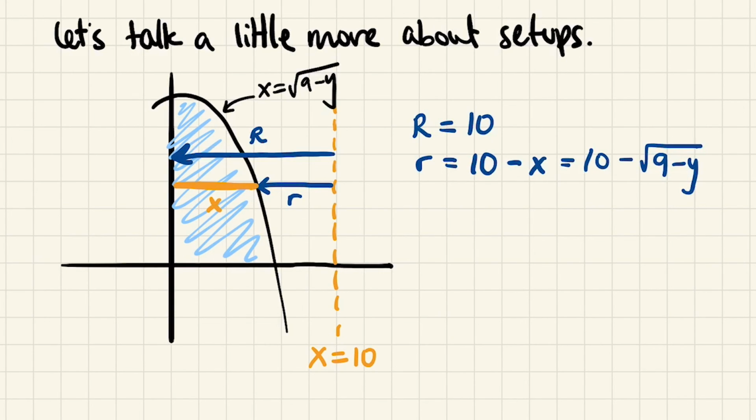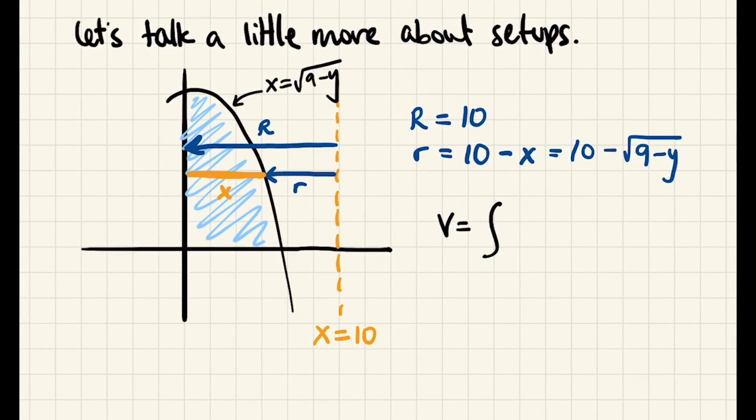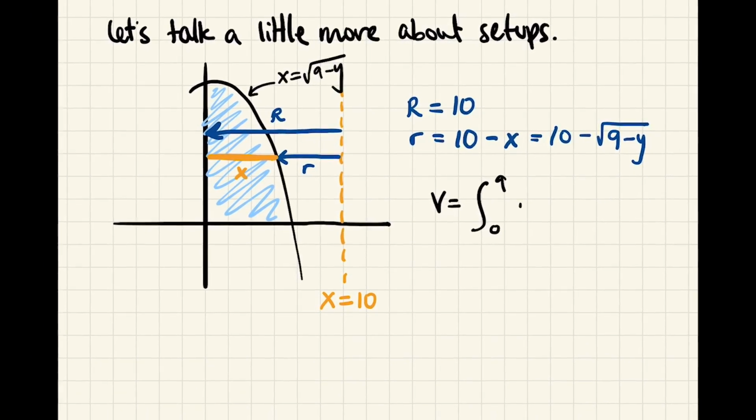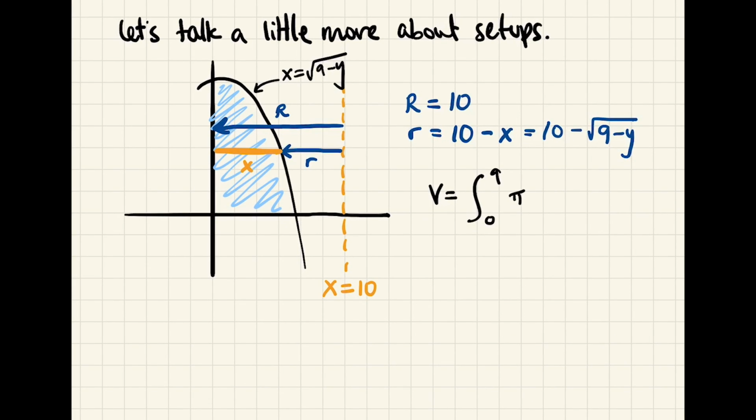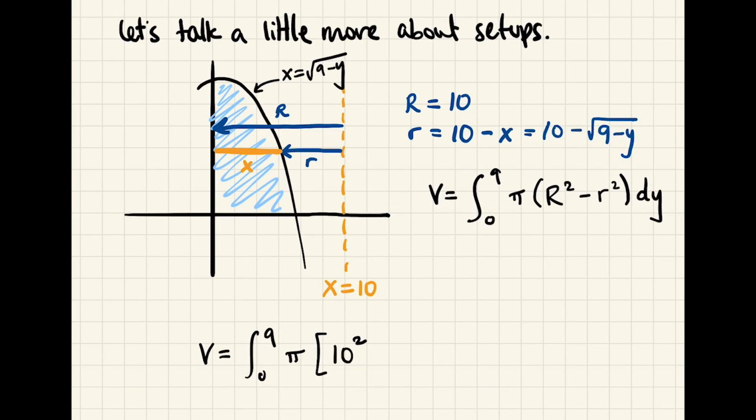So if this were the situation, then our volume setup, which would still be with respect to y, so they'd be bounded from 0 to 9, it would be capital R squared minus little r squared dy, and it would be, in this case, pi times capital R squared, which is 10 squared, or 100, minus little r, and little r is 10 minus root of 9 minus y, and that quantity is being squared, dy.